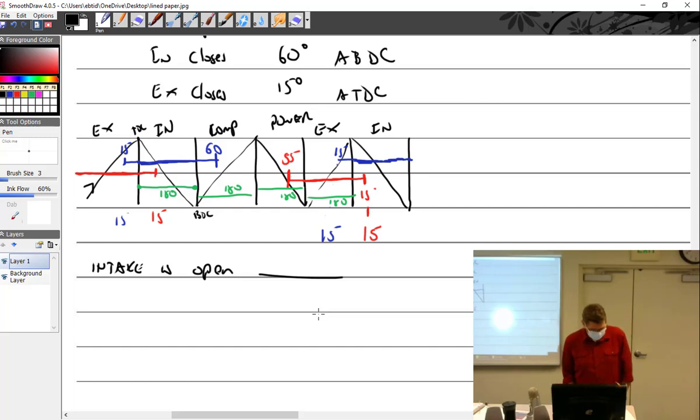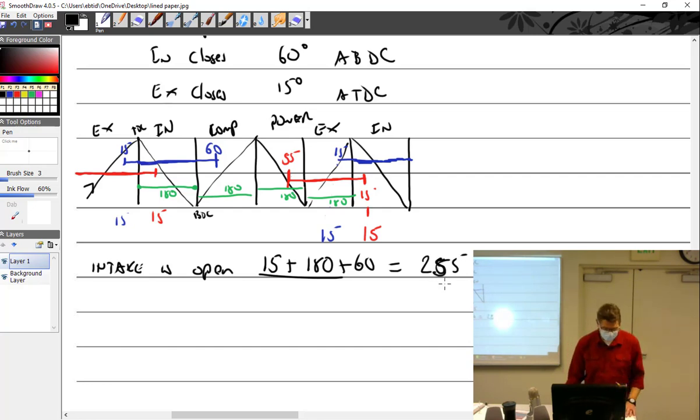255. I got 255. How do we get 255? 180 plus 60, which is 240, plus 15. All right, look at what he's got there. He's got 15 right there, plus 180, plus 60, equals 255. 255. Okay, exhaust is open.